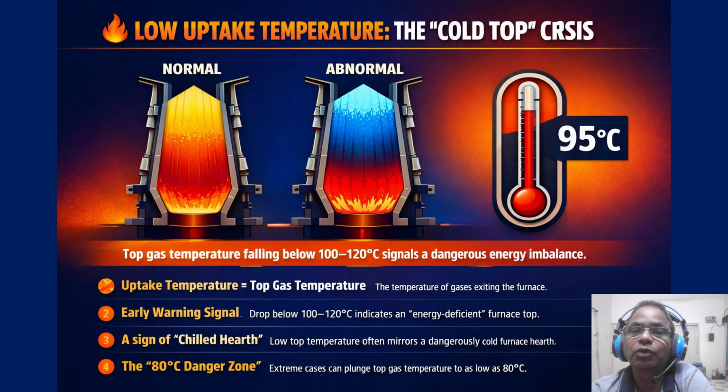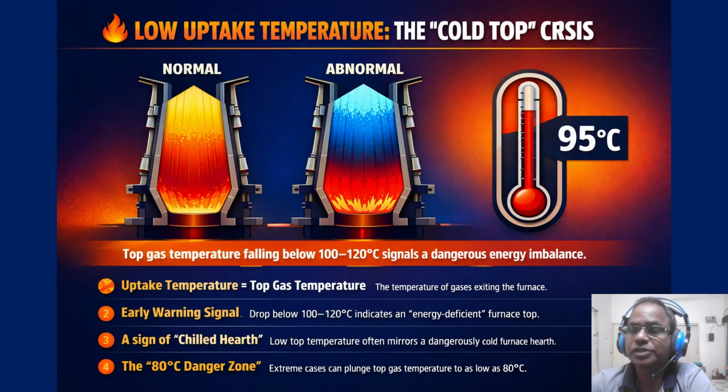That glowing thermometer shows a dangerous reading of 95 degrees centigrade. Why does that matter? Low top temperature is an early warning signal of an energy deficit at the furnace top, and in severe cases it can lead to 80 degrees, a sign of cold hearth. So remember, a cold top is never just a number, it's a red flag for major trouble ahead.